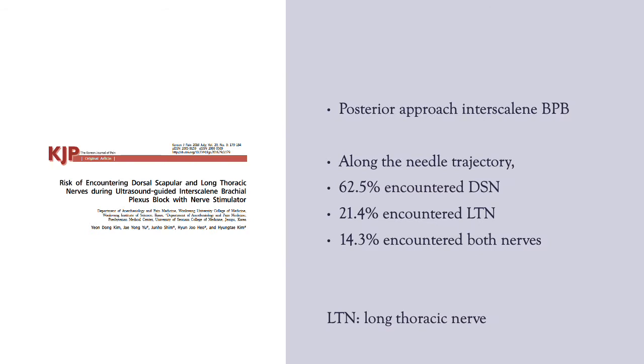And this is a very nice illustration of the dorsoscapular nerve or long thoracic nerve encountered by your needle during the interscalene brachial plexus block. You can see basically in more than 60% of cases the needle will encounter the dorsoscapular nerve, whereas it's less common to encounter the long thoracic nerve, but still 20% of the cases.